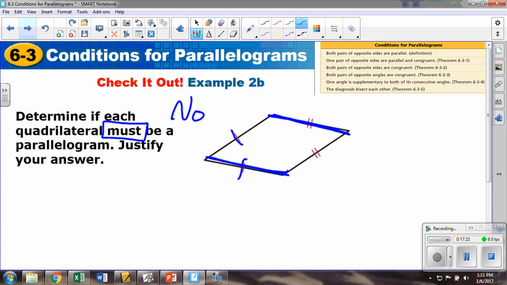Must it be 100% certainty? No. We don't know measurements. This, by the way, would be a shape that's called a kite. We will actually study kites a little bit later on in our unit when we get into trapezoids also. But because they're not opposite, they do not have to form a parallelogram.